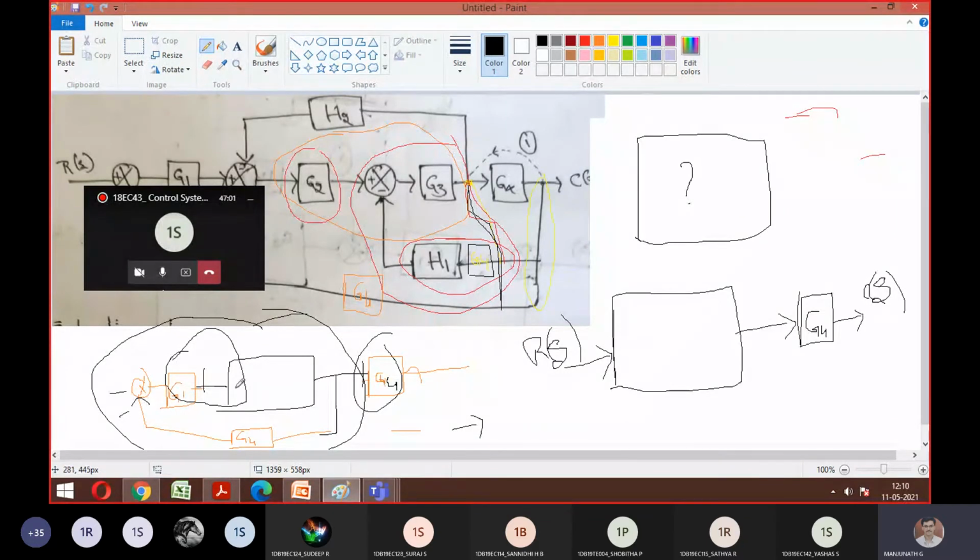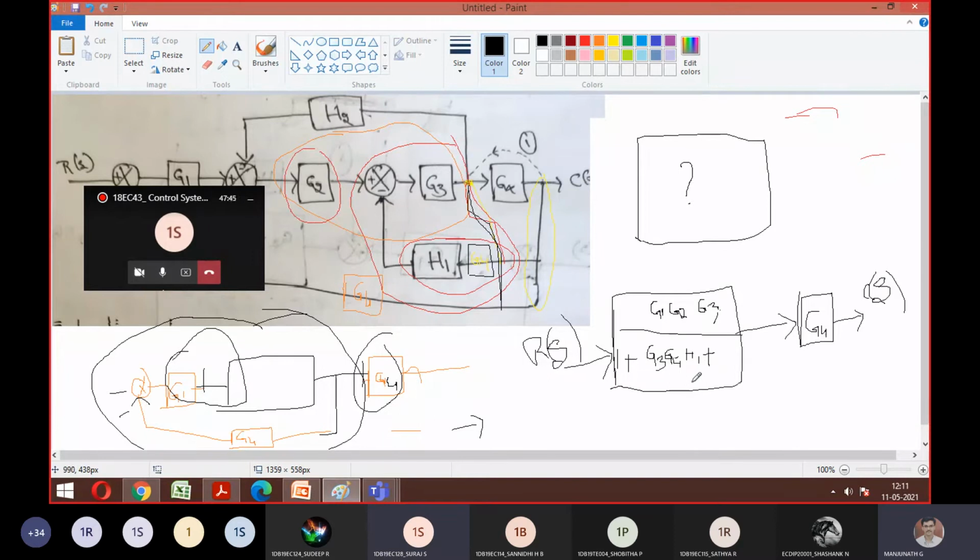Can anyone tell me what the simplified expression is for this complete elimination? G1, G2, G3, after taking LCM, whole divided by, I'm going to write, the numerator answer. The denominator is 1 plus G3, G4, H1, plus G2, G3, H2, and the last one, plus G1, G2, G3. Okay, good.